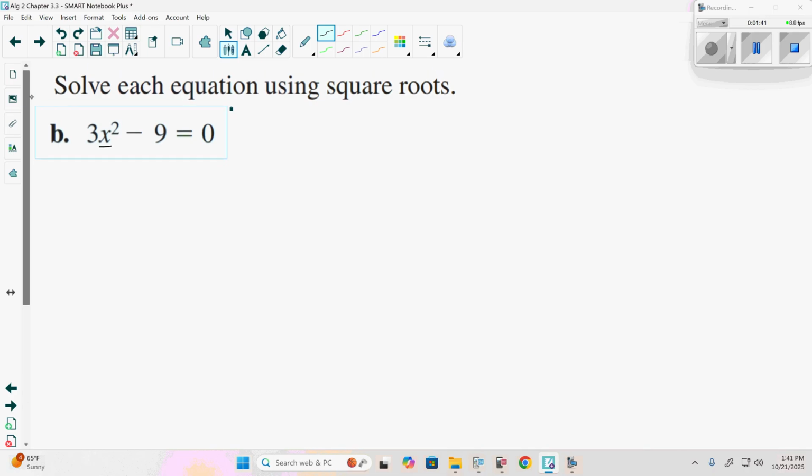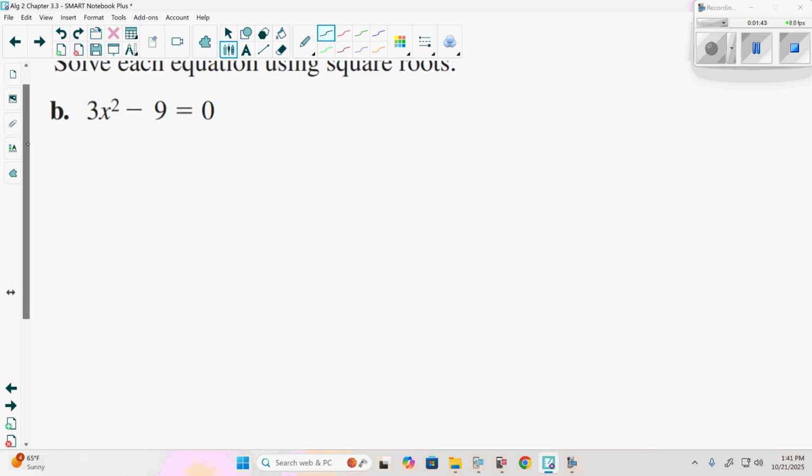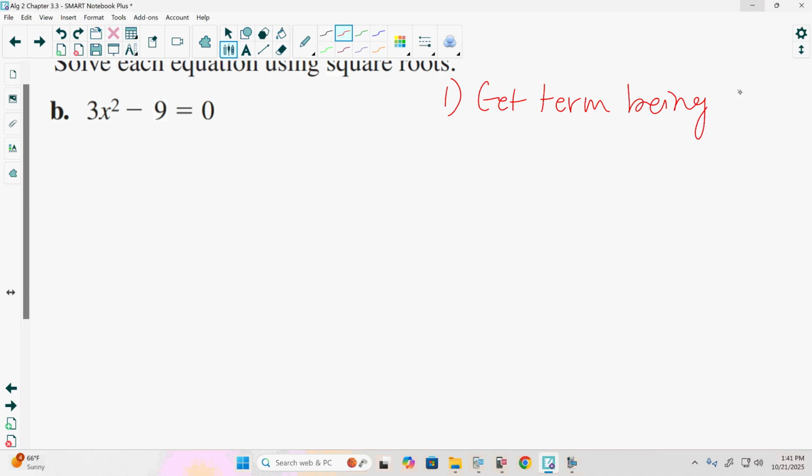Now, we did this one yesterday. We'll go on and just walk back through it again. Because when we solve by the square root method, the first step is to get the term being squared by itself. And in this case here, the term being squared is x squared. So we need to get the x squared term by itself.